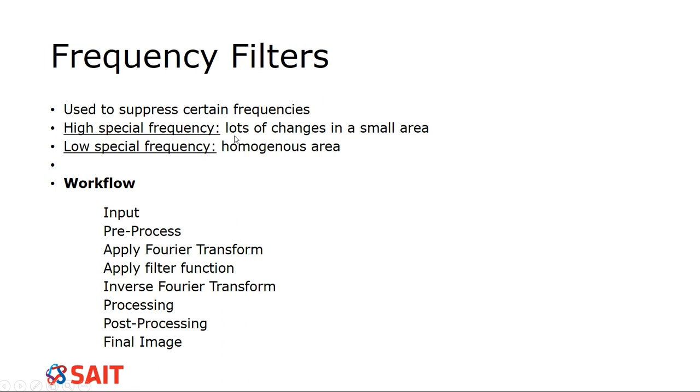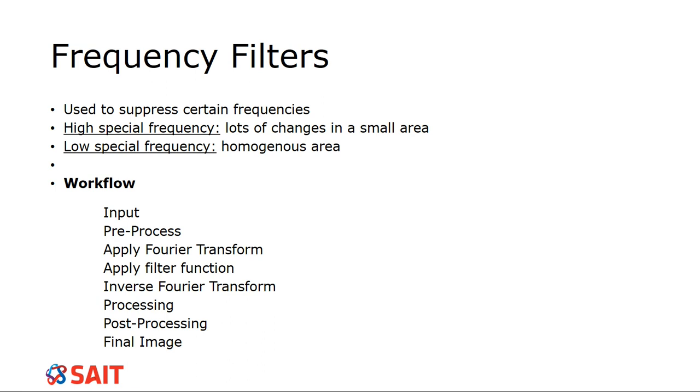What we're trying to do with frequency filters is suppress certain frequencies. So what is a frequency? High spatial frequencies are when we have a lot of changes happening all over the place. A city, for example, has high spatial frequency because there's a house, a tree, a driveway, a patio, a deck, a garage, a garden, all this stuff going on. If we want to smooth it out, we would apply a frequency filter to get rid of the high frequencies.